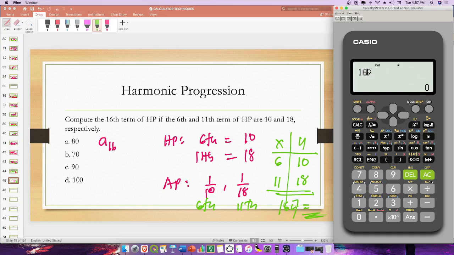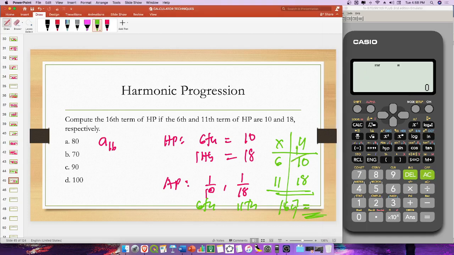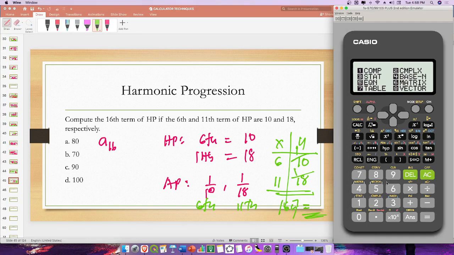By the way, I have entered the wrong value. So instead of 10, this is 1 over 10 and 1 over 18. So let's redo our mode, stat mode 3, 2. Let's redo our table. So we have the 6th term and 11th term. Okay, that's 1 over 10 and 1 over 18. So be careful when entering your data. It might confuse you.